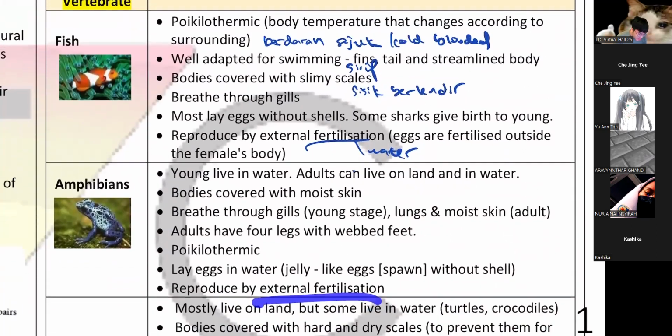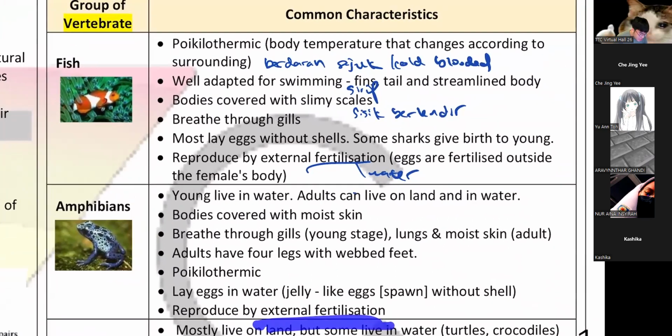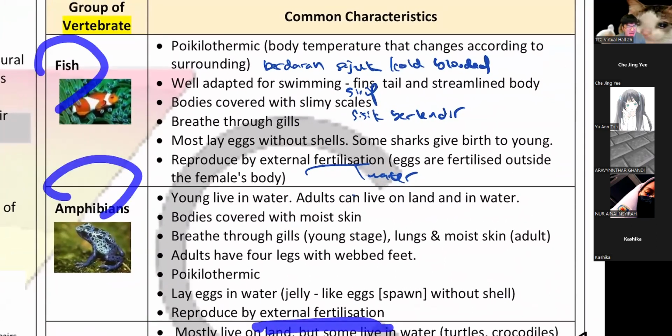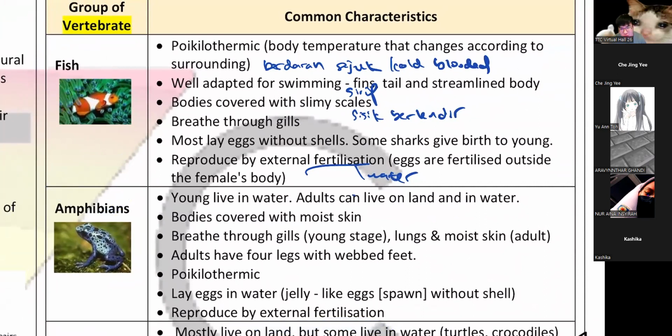Persenyawaan luar. As you can see, fish and amphibian, they are quite similar. They are quite similar because they both live in water. They live in the same place. They almost behave the same. Yeah lah, some amphibians they can leave the water lah, but not for long. But they still do the same thing.